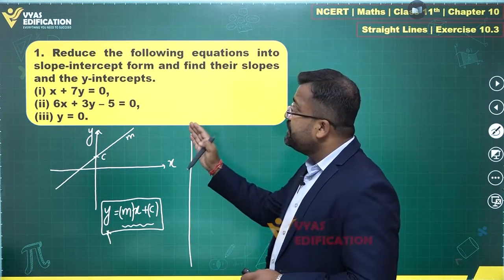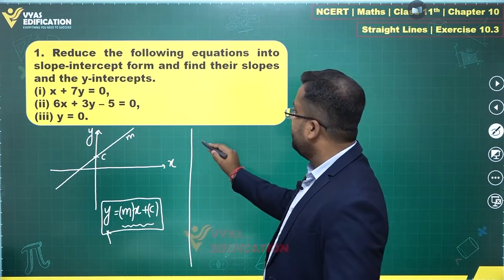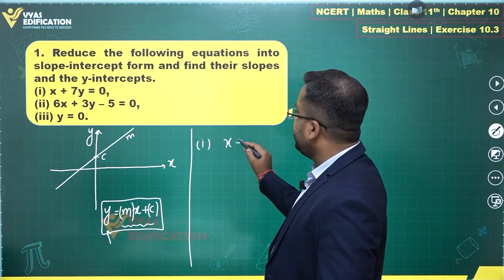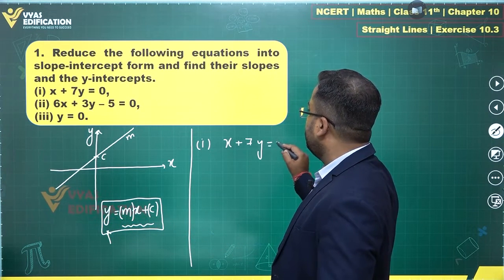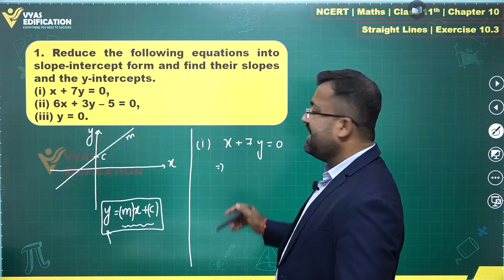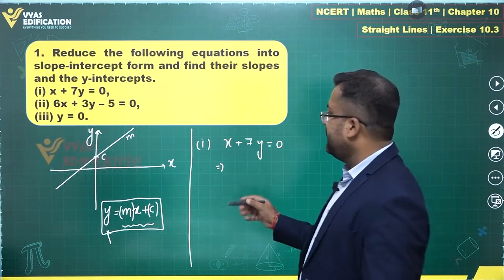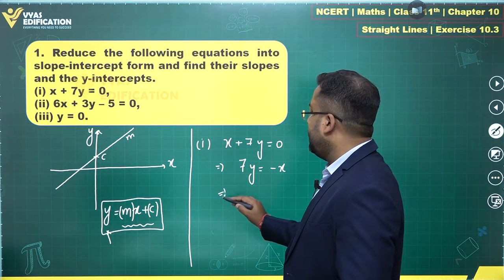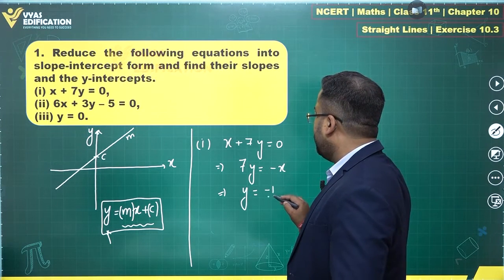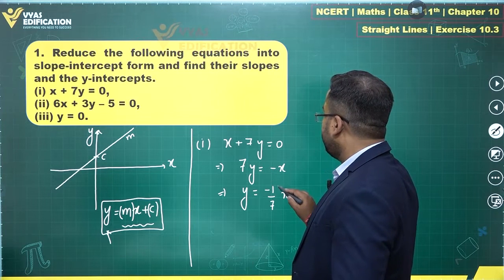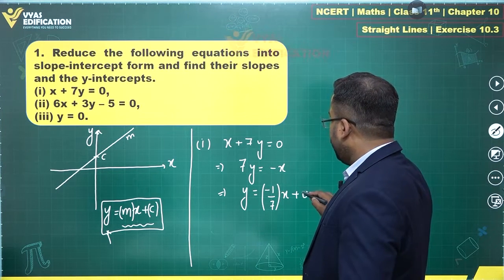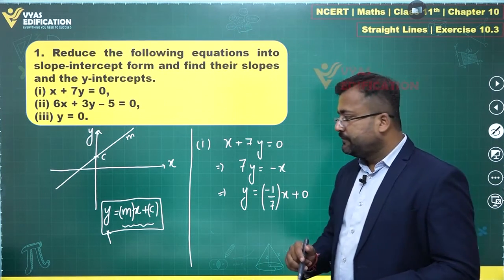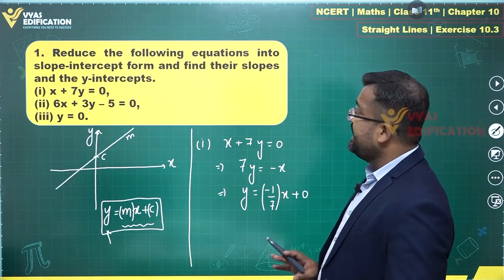So reducing the equations into slope-intercept form, in the first part, what you have is x plus 7y is equal to 0. So let's bring y on one side and the rest of the things on the other side. This is minus x, and dividing by 7, this becomes minus 1 by 7 x, and plus at max you will have a 0 over here, right? So this is the idea behind this.